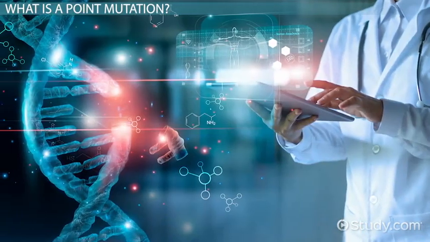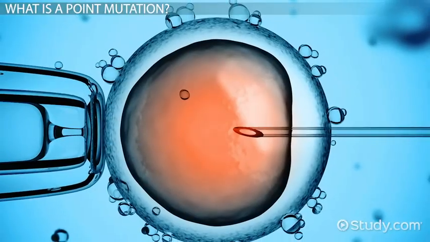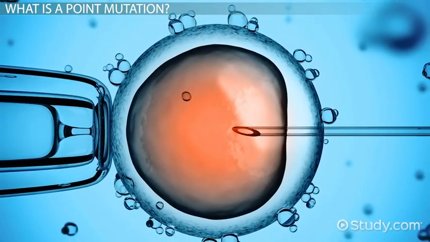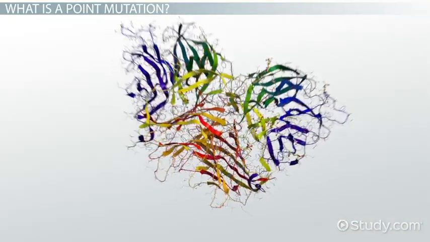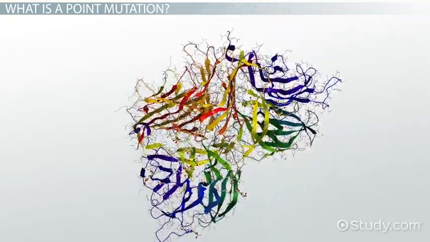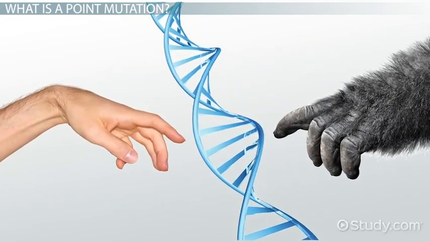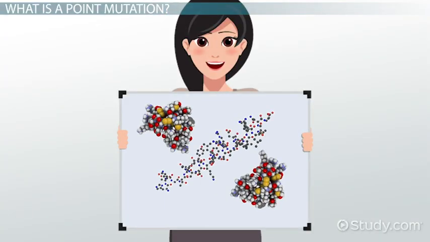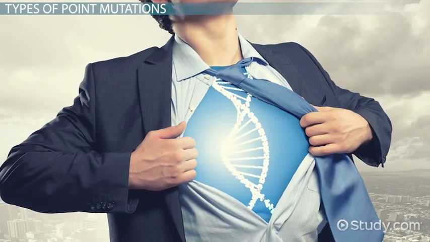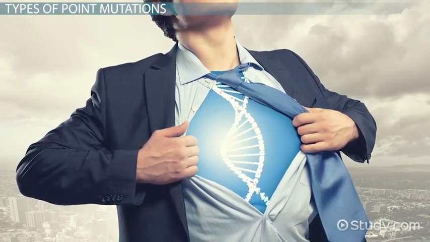Okay, now you're ready to look at the definition of a point mutation again. When one of the bases gets changed, you have a point mutation. A point mutation can result in the wrong amino acid getting produced, which alters the protein. Remember, a protein is made when a bunch of amino acids are linked together. And if the protein gets altered, you can have all sorts of problems. Let's take a look at the different types of point mutations so you can get a better idea of what can happen when your DNA gets mutated. We are going to focus on the following point mutations: frameshift, silent, nonsense, and missense.